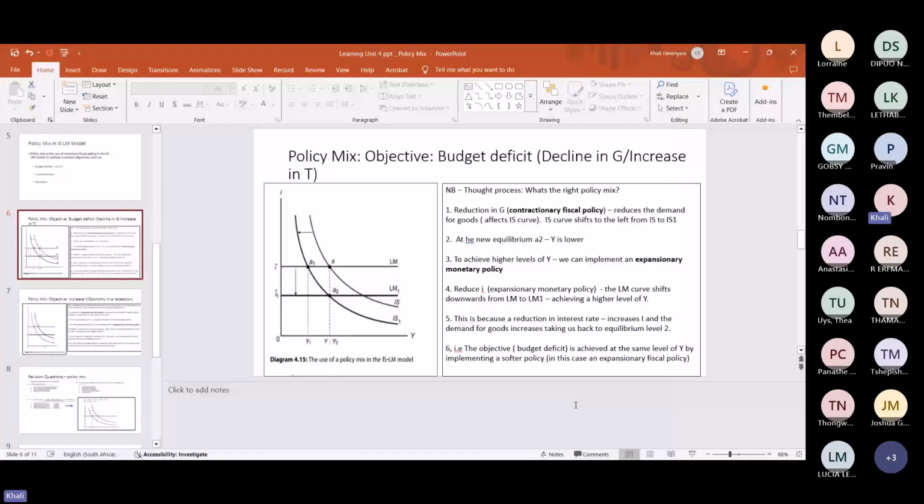You should explain, right? Initially, I was at A. Government then employed a contractionary fiscal policy. The result of that was equilibrium level A1, which was the same interest rate, but lower levels of income. As government, my objective is, you'll always hear in the news, we're talking about our economy not growing fast enough. We all want our economy to grow. When the economy grows, when Y grows, you have more people getting employed, people demand more, you employ more, poverty is alleviated. So one of the biggest goals of government is economic growth.